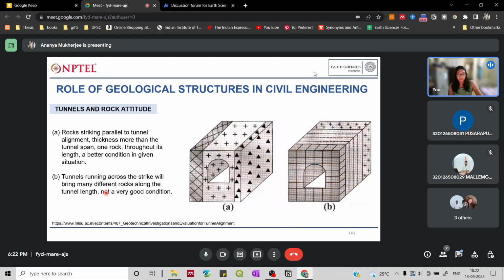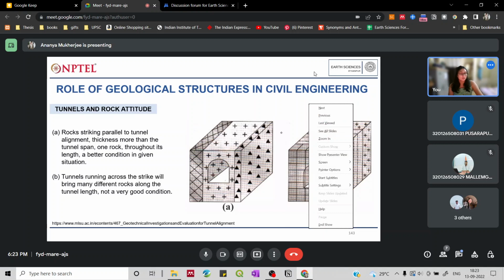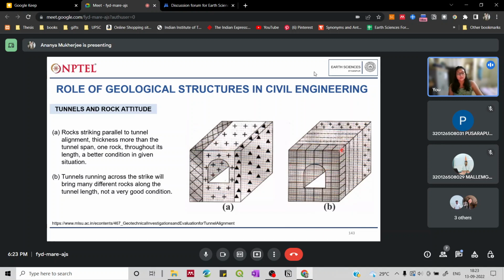But when you see case B, there are different kinds of rocks that the tunnel is going to face. You have one rock unit, then another rock unit, then one more rock unit. So there are three different rocks, and you can see there are more planes over here, these lines. These can be bedding planes, or probably joints also. So you can see that there is a lot of heterogeneity experienced by the tunnel over here. This again is not a very favorable condition for us to build a tunnel.